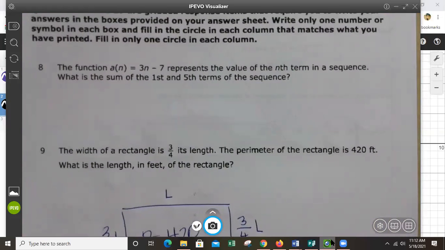Number 8. I think we just have 2 left. This one and a grid, not a grid, but a table one. Anything tables, we're going to use our regular calculator for, okay? So that's why I said you needed it.